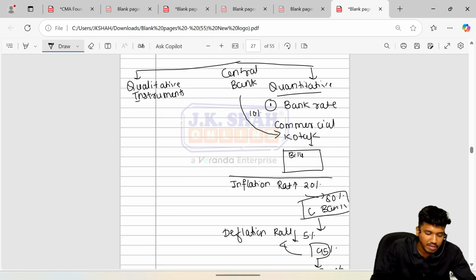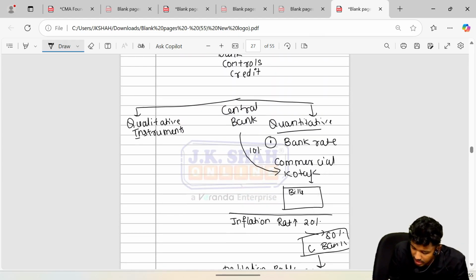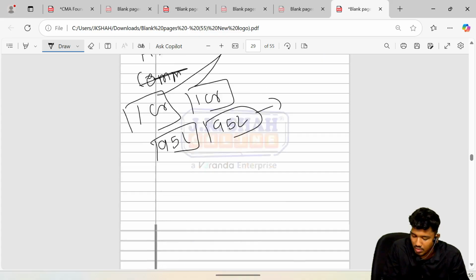Next, what will we do next? Next we will do something which is called, just a second. The next quantitative instrument will be open market operations. Again, it is really my favorite. It is called OMO, open market operations. Let's understand what open market operations is.